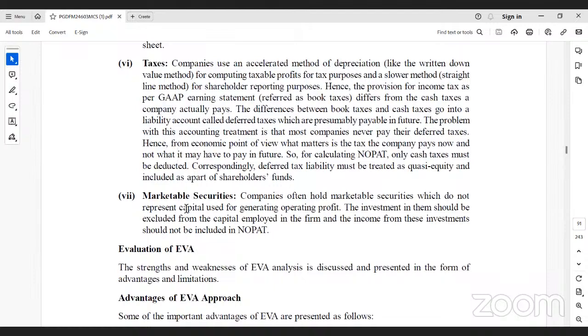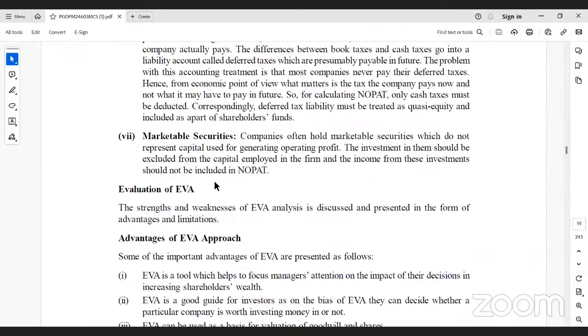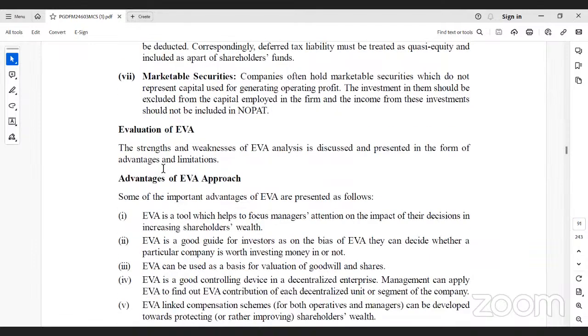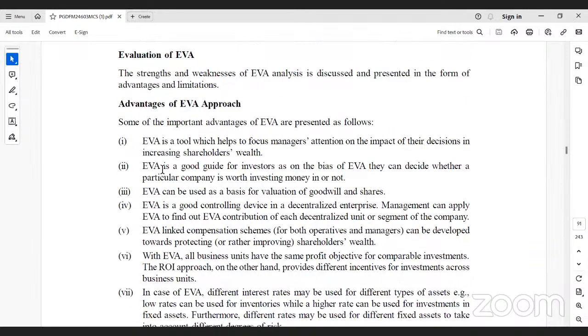If the firm performs well, the firm gets good profit. Automatically, the market price of the share may also increase. Various parameters are there. So there are various advantages of this economic value approach. It is a tool to help the manager focus attention on the impact of their decisions, increasing the share value of the equity shareholders.